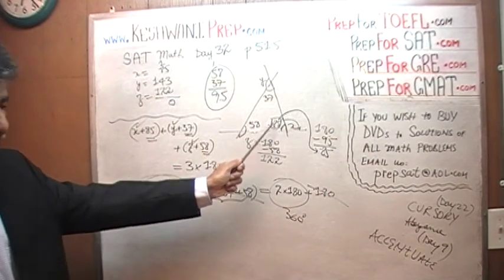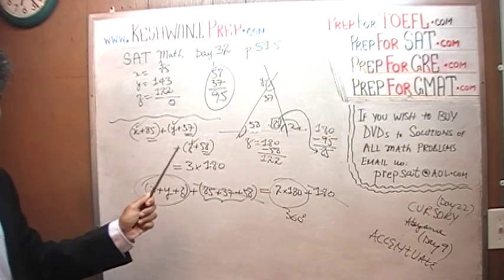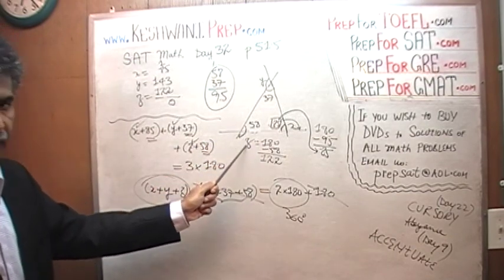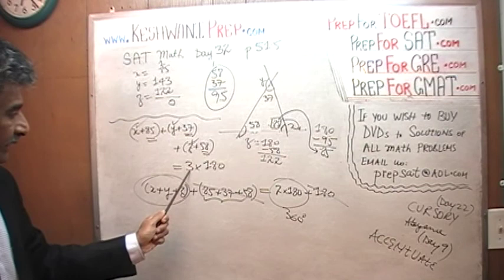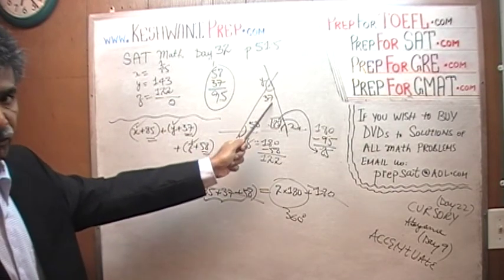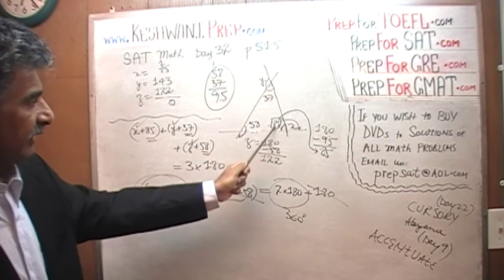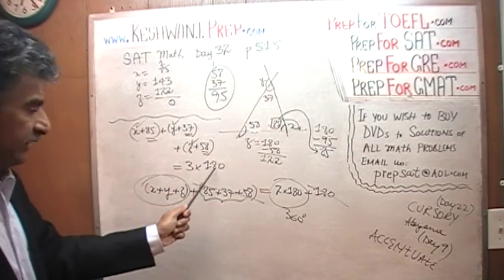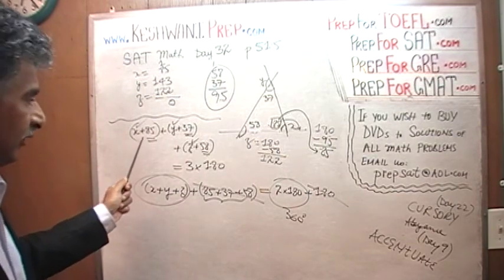x plus 85 plus y plus 37 plus z plus 58 must equal 3 times 180, because z plus 58 is 180, y plus 37 is a straight line, that's 180, and x plus 85 is a straight line, that's 180. So the sum of all these three quantities equals 3 times 180, and then we put our x and y and z together.